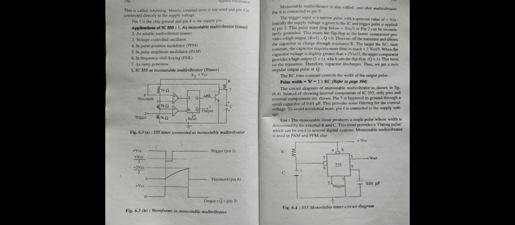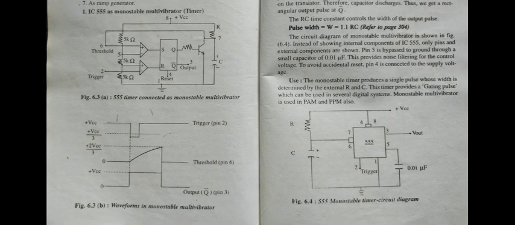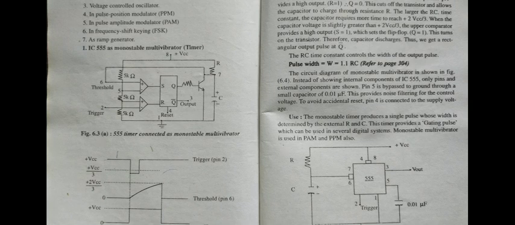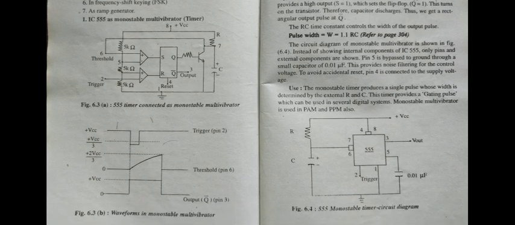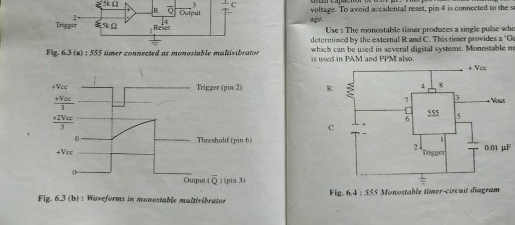Now monostable multivibrator or the timer IC. Now let us understand the pin diagram and the circuit diagram. Monostable multivibrator is called one shot timer IC. The explanation is given here. We will explain the diagram to you now. Now, what does the diagram speak?